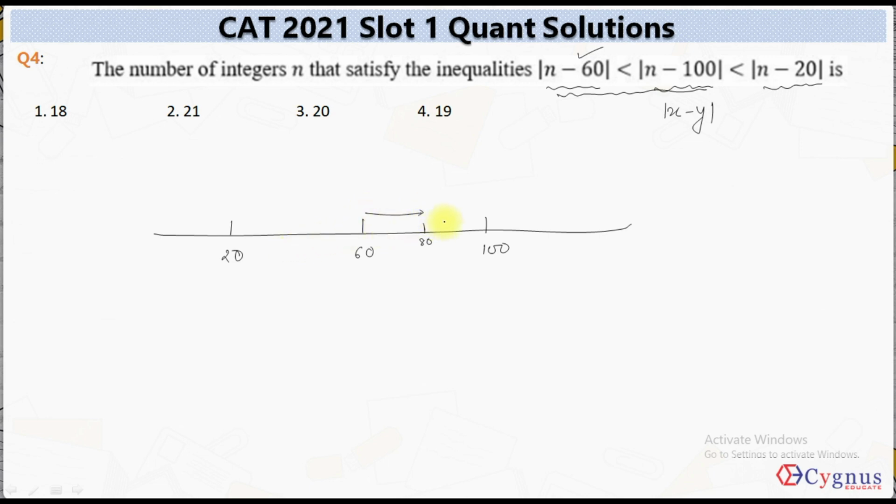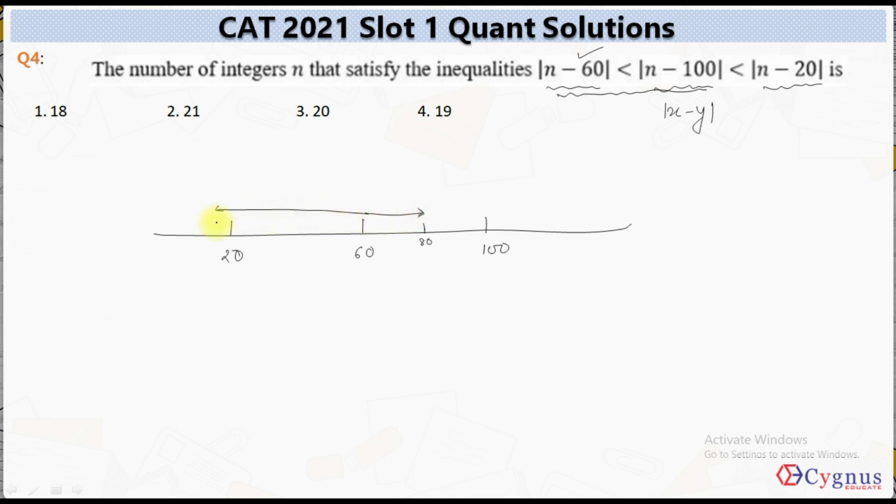Yes or no? If you put it here, it will become more closer to 100. But it's given that the distance between the point and 100 should be more than the distance between the same point and 60. So the favorable region for me would be this one. This is a favorable region for me. My point would be definitely less than what? 80.